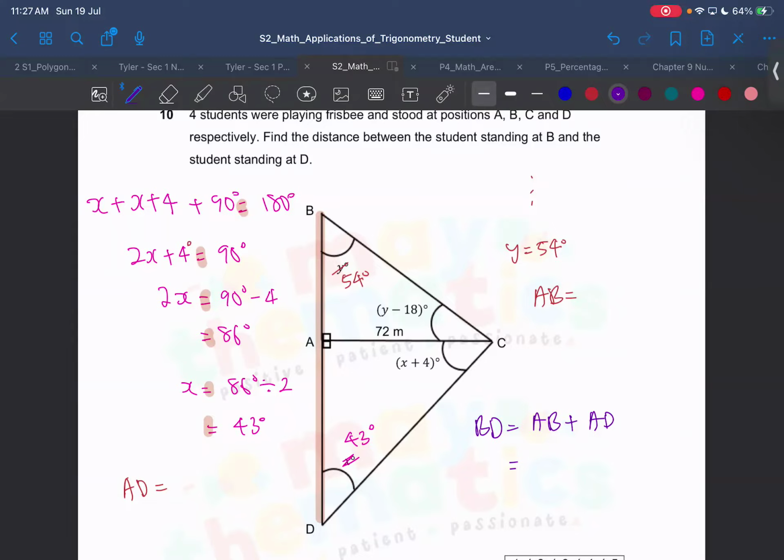67.1. That one is for which one? I think the X part. AD? AD. 67. AD, no. You should get 77.211. You try again. Is it your opposite and adjacent used wrongly?